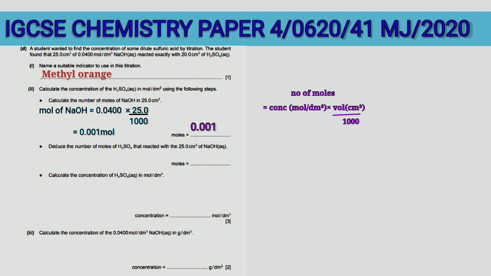In the next step, we are asked to deduce the number of moles of H2SO4 that reacted with 25 centimeter cube of NaOH. Let us first write equation of this titration. And the equation is H2SO4 plus NaOH gives Na2SO4 plus water. Let us balance this equation. We have two atoms of sodium on right side and one on left side. So we will write 2 as a coefficient of NaOH. So now we have 2 Na and 1 SO4 on either side of the equation.